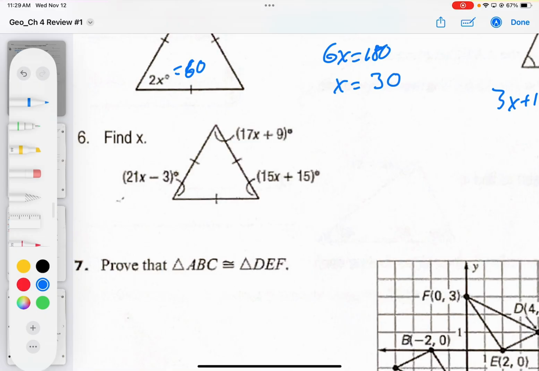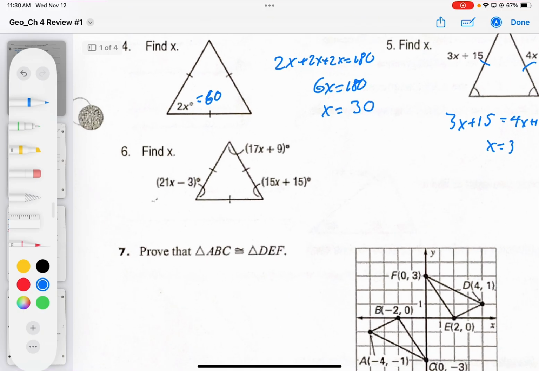I added all of them. Oh, they're angle measures. That's my bad. So add them all up and set it equal to 180. That's exactly what you should do. Your other option is just pick one expression and set it equal to 60. Either one would be perfectly fine.